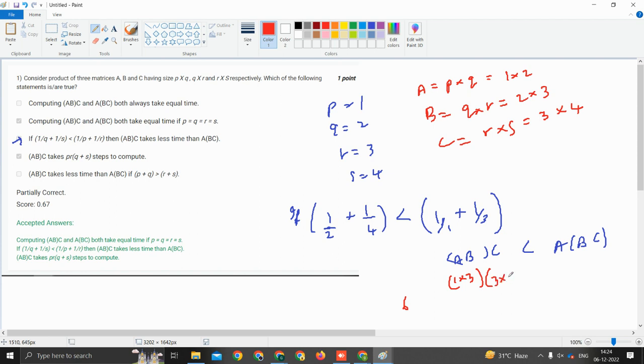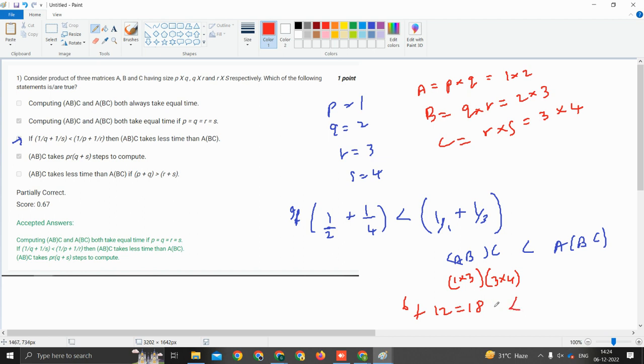1 cross 3 into C, which is 3 cross 4. So 6 plus the computation for this, 3 cross 4 is 12. The total computation for AB into C is 18. Got this? So we did A cross B, the computation is 6, and then C is 3 cross 4, so 12 plus 6 gives you 18.